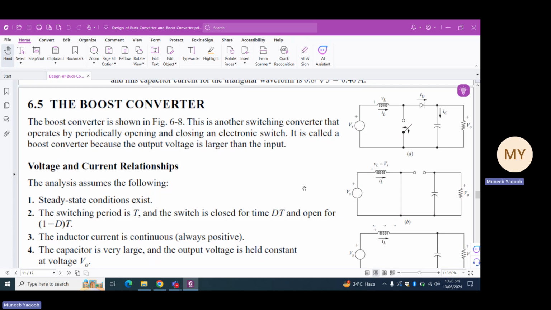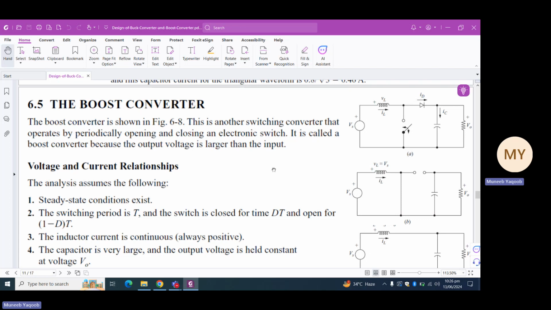Boost converter is also a DC-DC converter. It is different than the buck converter in a way that the buck converter basically steps down a higher DC voltage level to a lower DC voltage level, while the boost converter steps a lower DC voltage up to a higher DC voltage level. So it basically improves the output voltage. So the output voltage is more than the input voltage.